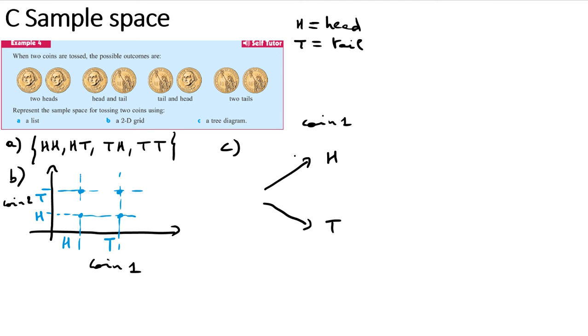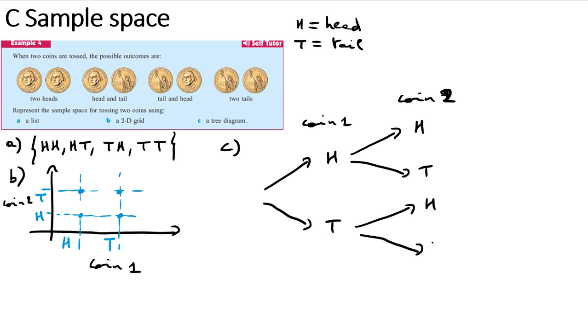And then for the second one, we have also 2 possibilities. So let's say that the first one is a head, and the second coin can still be a head or it can be a tail. For the second option, when the first coin is a tail, the second one can be a head or it can be a tail. So those are the 4 possibilities.